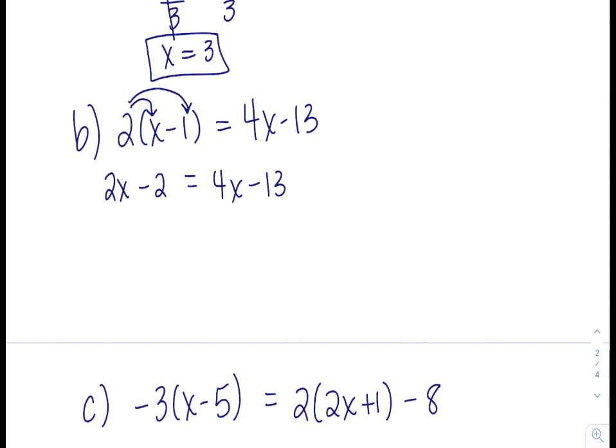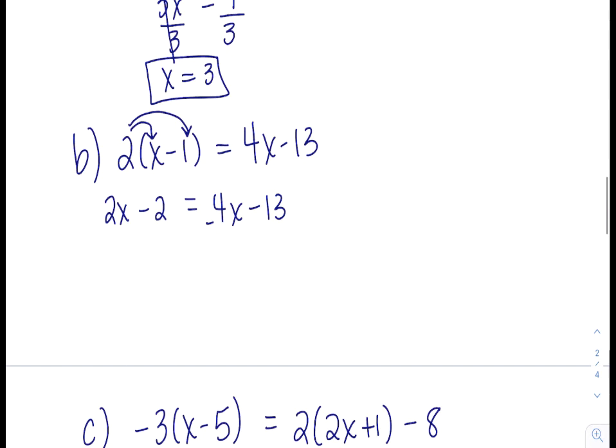Now we want to move the x's to one side and the numbers to the other side. So I'm just going to keep with moving the x's to the left. If you wanted, you can move them to the right. There's nothing wrong with that. But just collect your x's and collect your numbers.